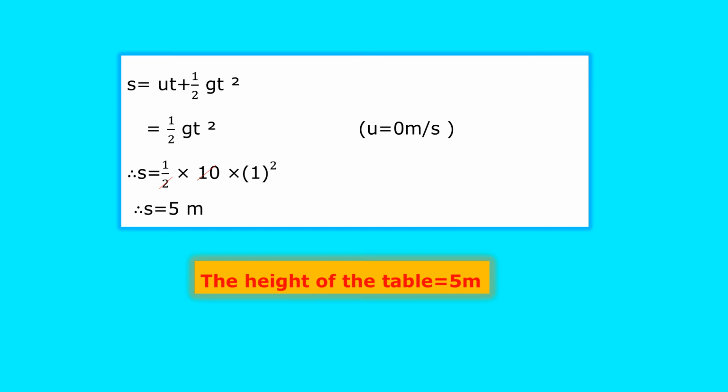Now according to Newton's second equation of motion, we can write s is equal to ut plus half gt square. That is equal to half gt square, because the initial velocity u is 0. So therefore s is equal to half into, we will put the values, 10 into 1 square. So 2 ones are 2, 2 5s are 10. So therefore s is equal to 5 meter. Here s means distance, but here that is height. So therefore the height of the table will be 5 meter.